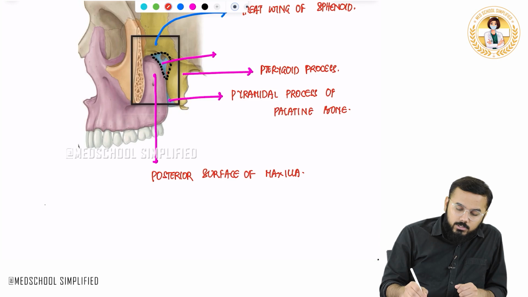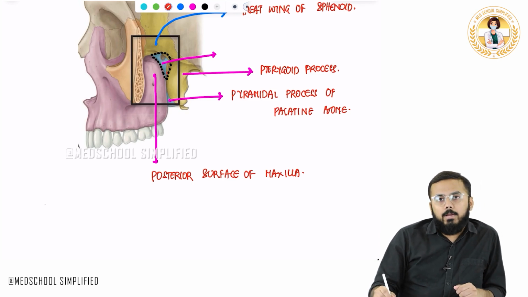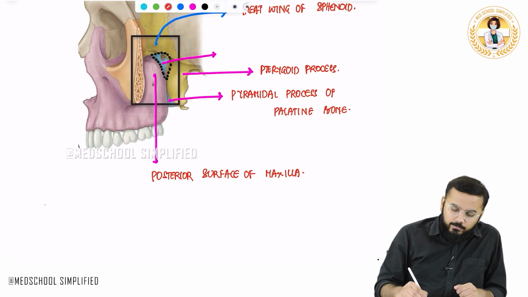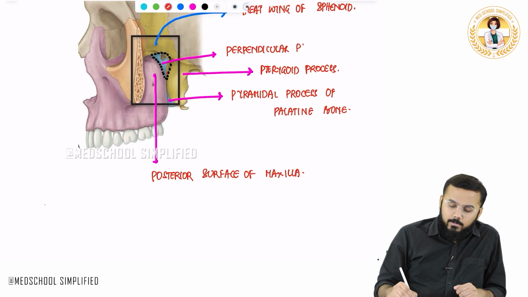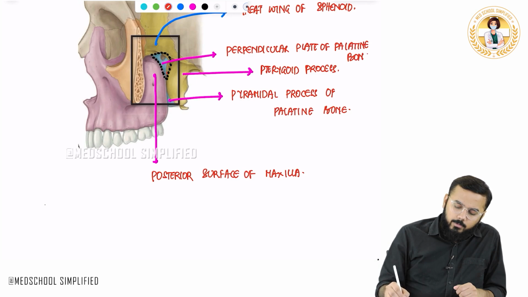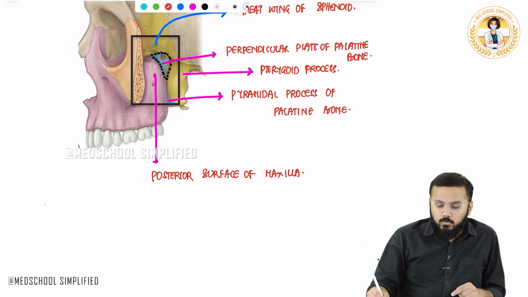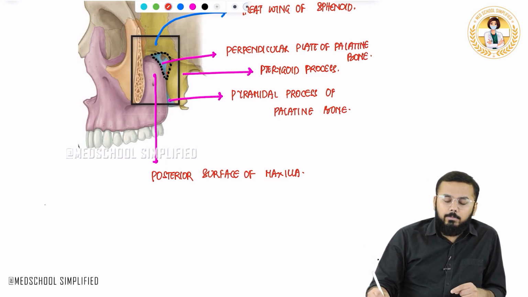Medially we have got a structure that is called the perpendicular plate of the palatine bone. Okay. So we have got the perpendicular plate of the palatine bone. So what is this structure located? This structure is the medial structure, right?